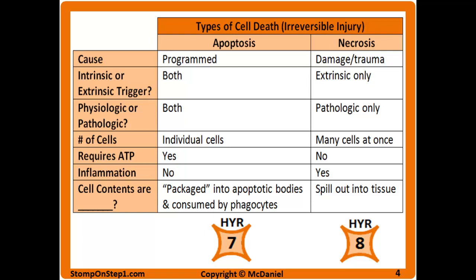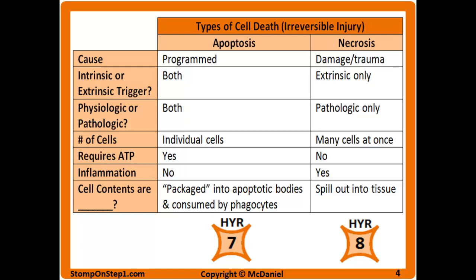Apoptosis can be pathologic in disease or be physiologic in certain types of development or normal physiology, while necrosis is only pathologic. Apoptosis involves individual cells undergoing cell death, while necrosis generally includes large areas of many cells dying all at the same time. Apoptosis requires ATP as energy, while necrosis does not. Apoptosis does not have any inflammation resulting from the cell death, but necrosis does have inflammation that's caused.